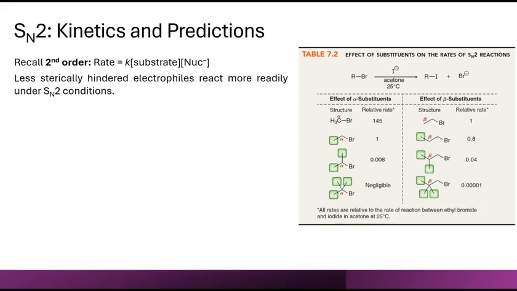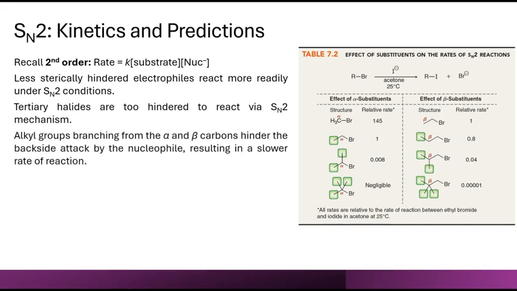SN2, kinetics and predictions. Recall that it is second order. The rate is equal to k times the concentrations of substrate and nucleophile. Less sterically hindered electrophiles will react more readily under SN2 conditions. Tertiary halides are too hindered to react via an SN2 mechanism. Alkyl groups branching from alpha and beta carbons will also hinder the backside attack by the nucleophile, resulting in a slower rate of reaction. If we take a look at table 7.2, electrophile R groups can either allow access of the nucleophile for the backside attack or not.